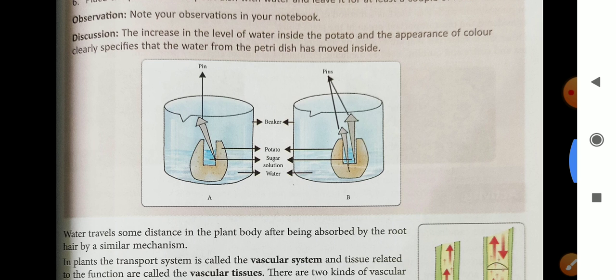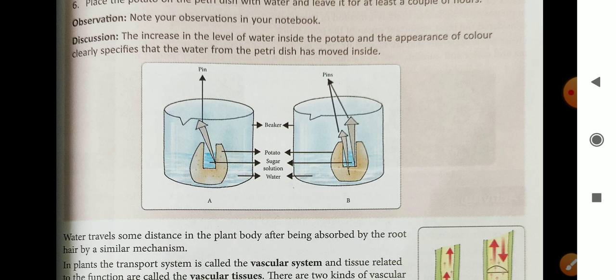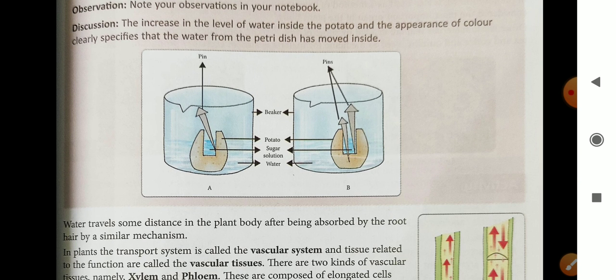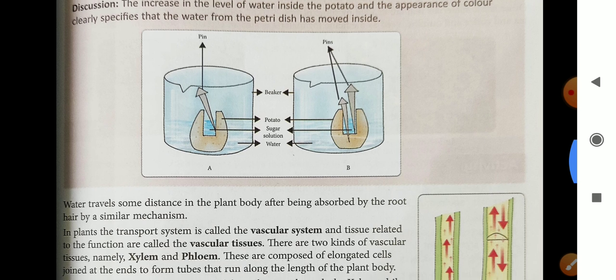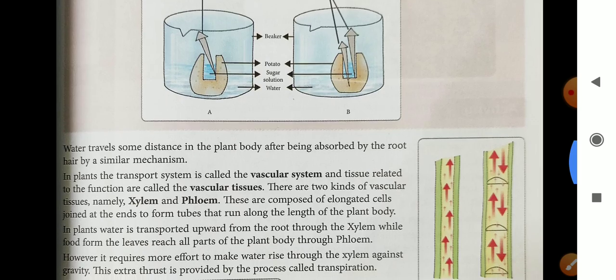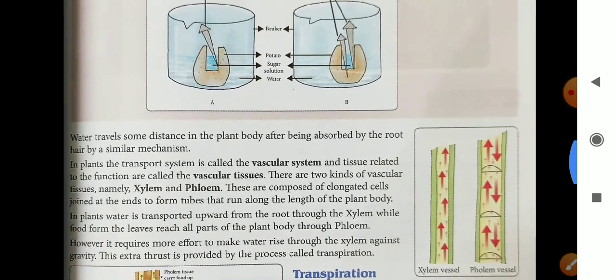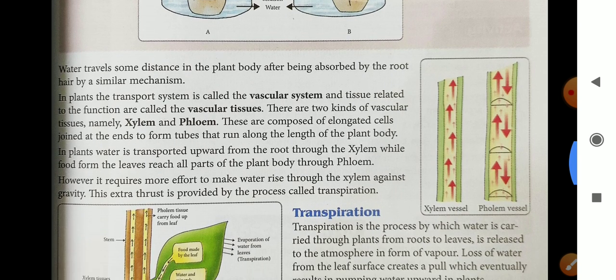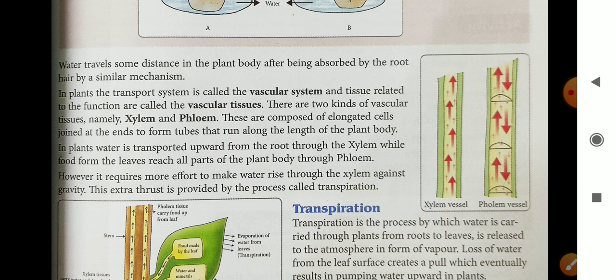And the appearance of color clearly specifies that the water from the petri dish has moved inside. And now inside the potato the colored water can be seen. It is due to the colored water which is outside the potato. So this colored water is absorbed by the potato. Same mechanism can be done by the plant body. Water travels some distance in the plant body after being absorbed by the root hair by similar mechanism.